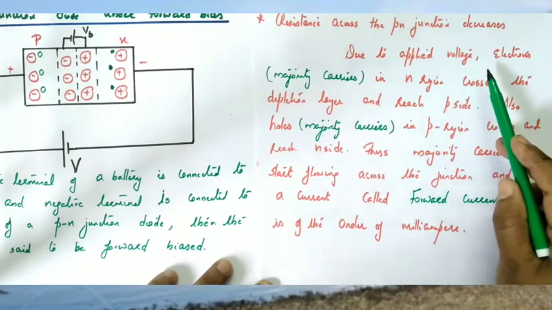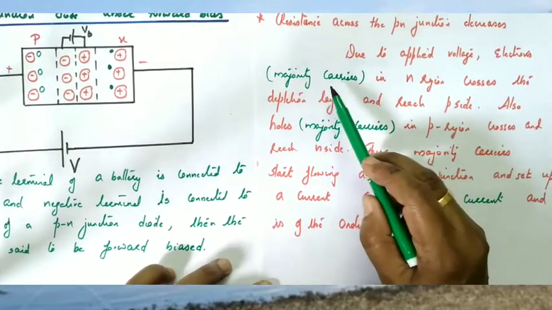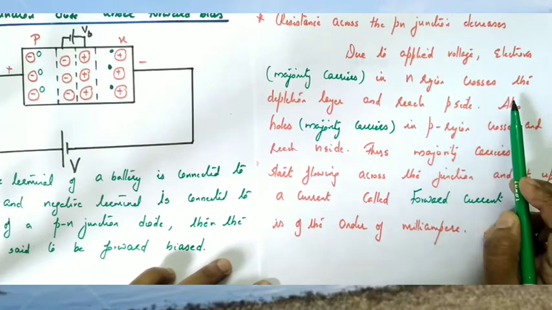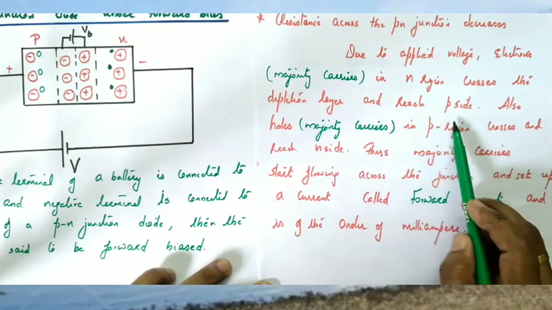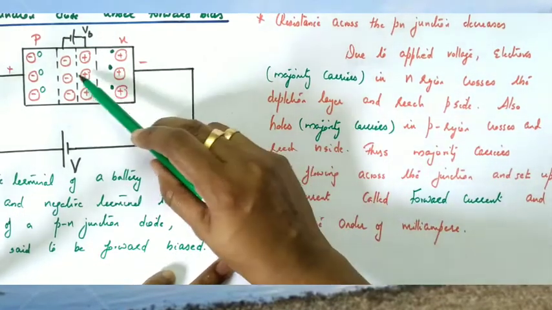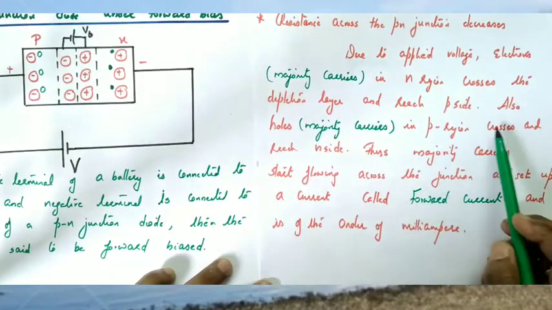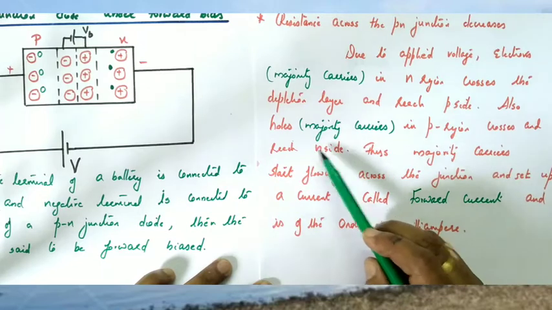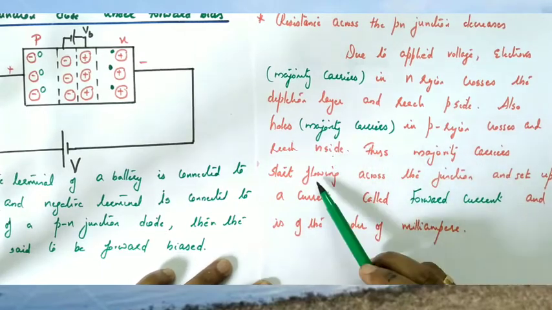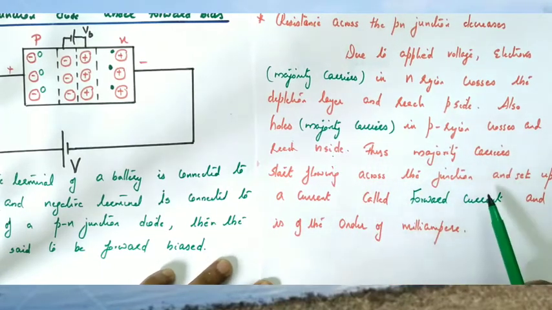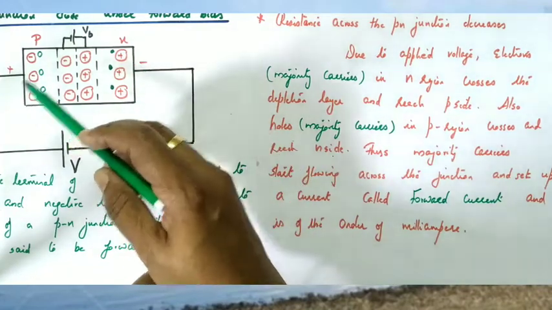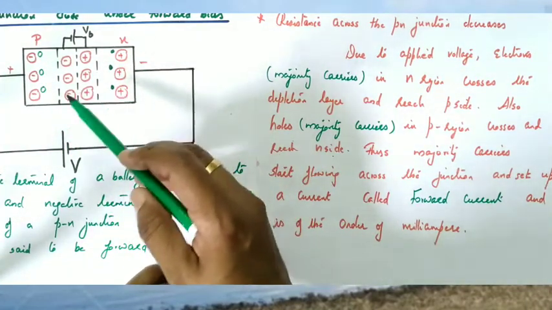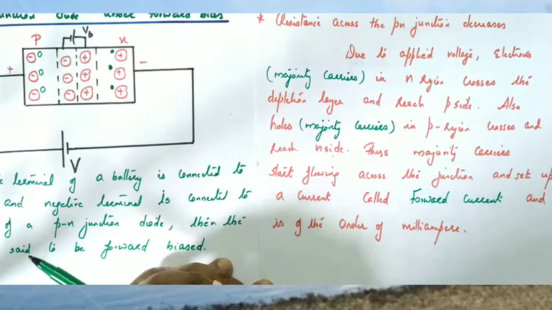Thus, due to the applied voltage, electrons, which are the majority carriers in the N region, cross the depletion layer and reach the P side. Also, holes, which are the majority carriers in the P region, cross and reach the N side. Thus, majority carriers start flowing across the junction, and hence there is conduction due to majority carriers.